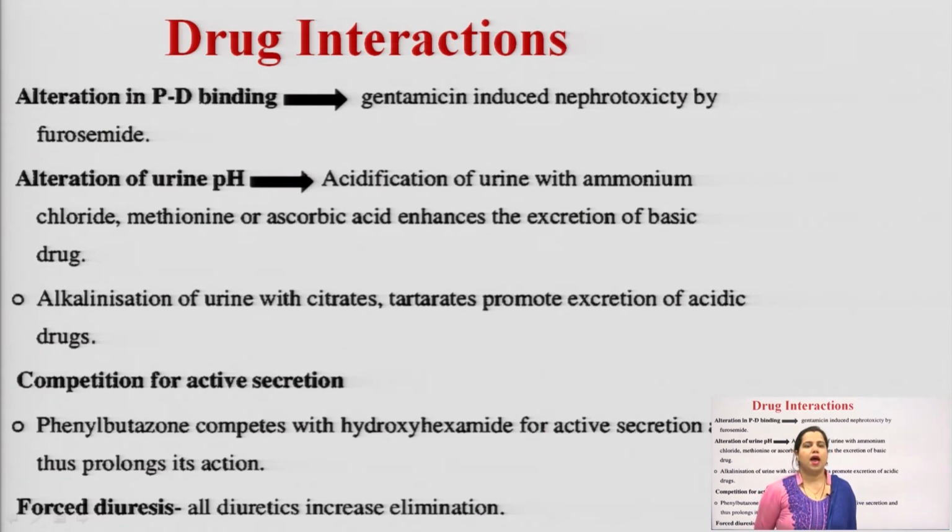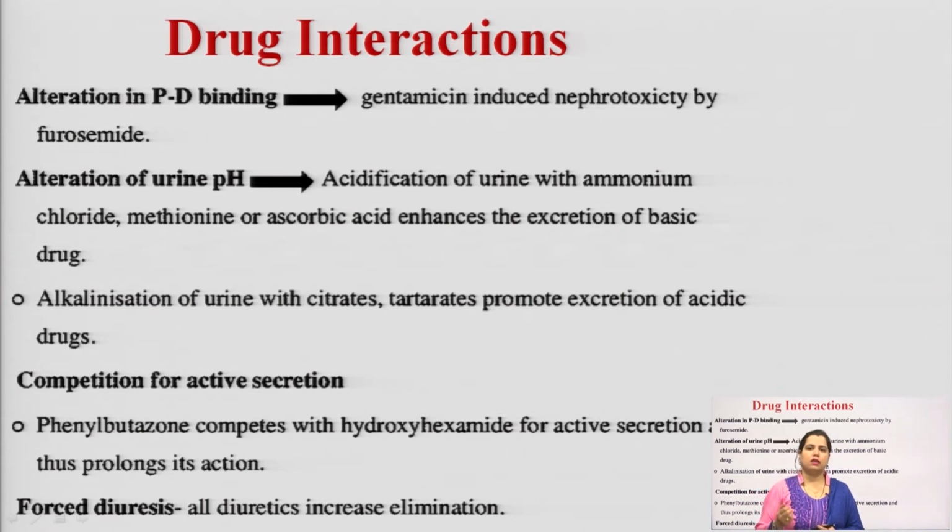Alteration of urine pH: acidification of urine with ammonium chloride, methionine or ascorbic acid enhances the excretion of basic drugs. When the pH becomes low and reaches an acidic value, that will trigger the elimination process of the basic drug, the drug having basic pH. So, this is how it is affecting the renal clearance.